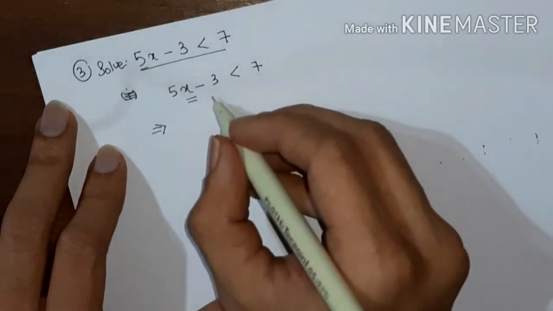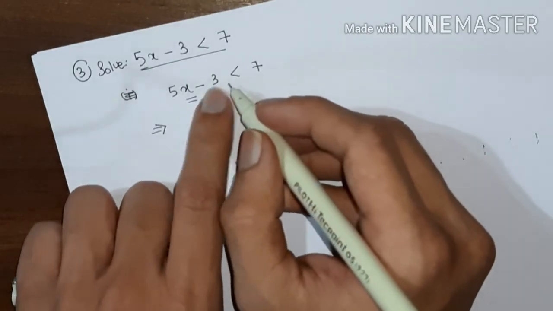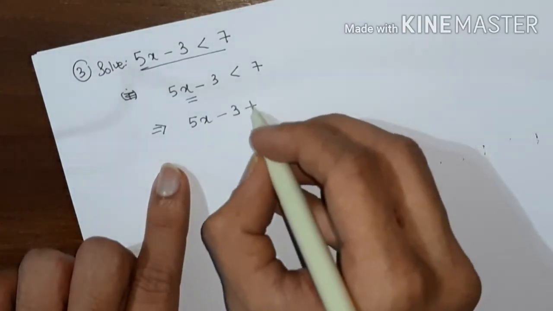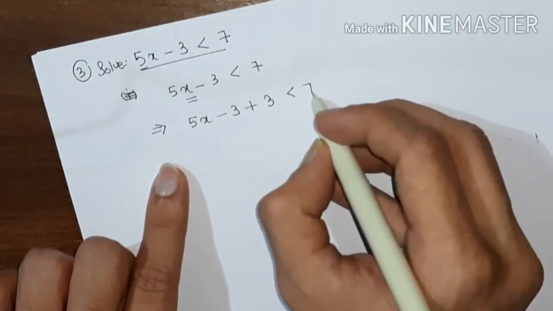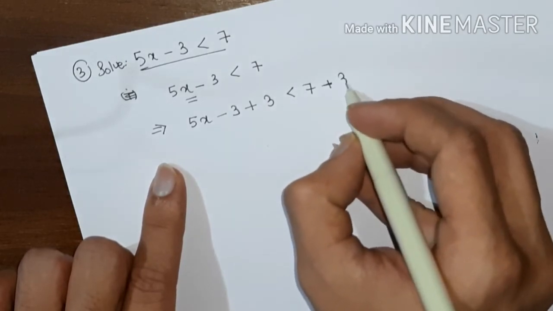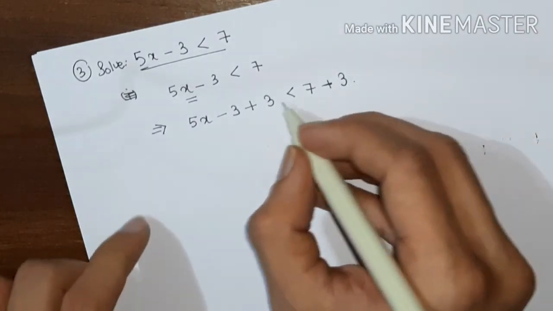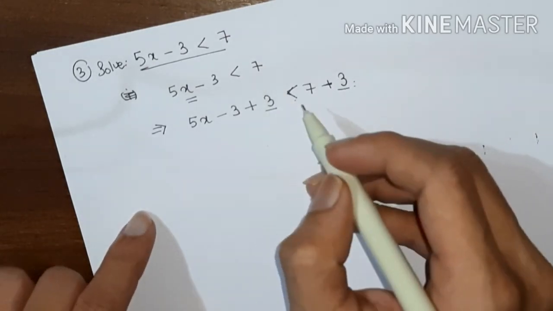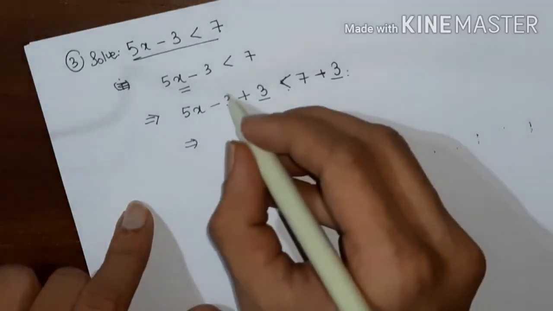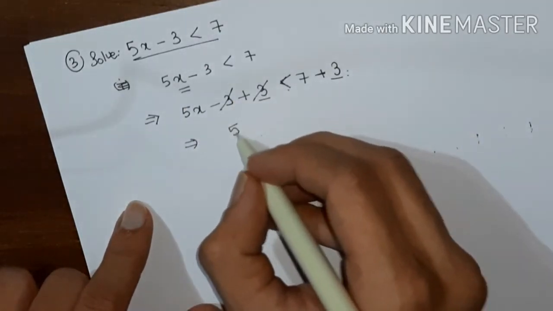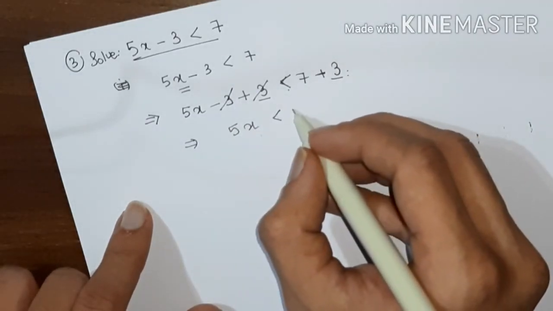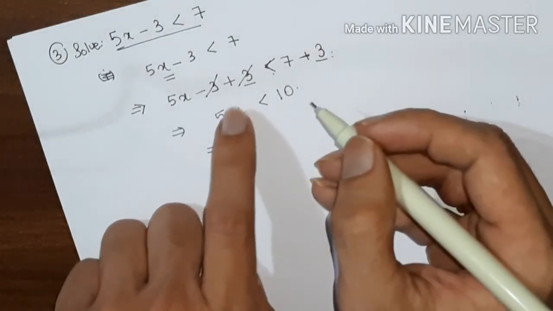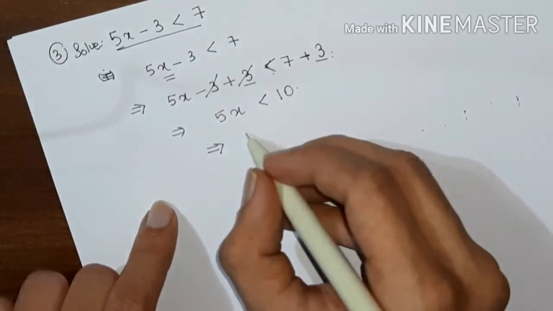So first what we can do is add 3 on both sides. So 5x minus 3 plus 3 is less than 7 plus 3. We add 3 on both sides and the inequality will remain the same. So minus 3 and 3 will get cancelled. You will get 5x less than 7 plus 3 is 10. Now what we have to do is divide by 5 on both sides.